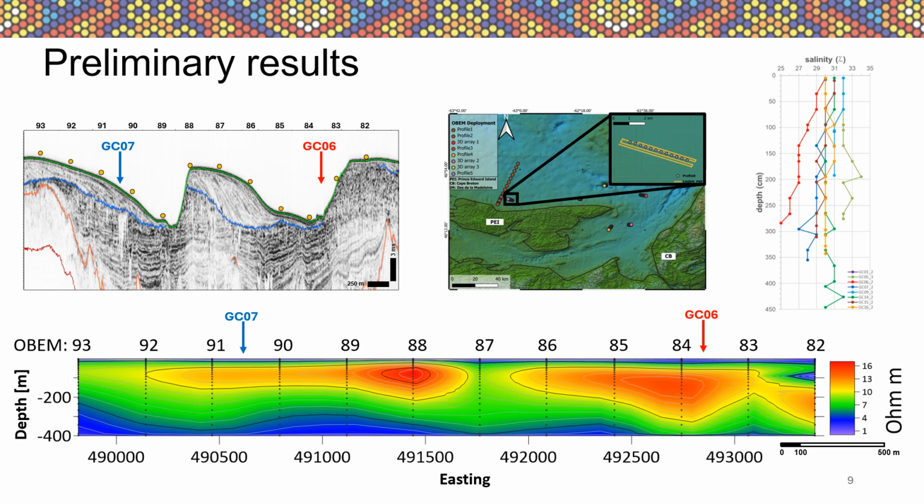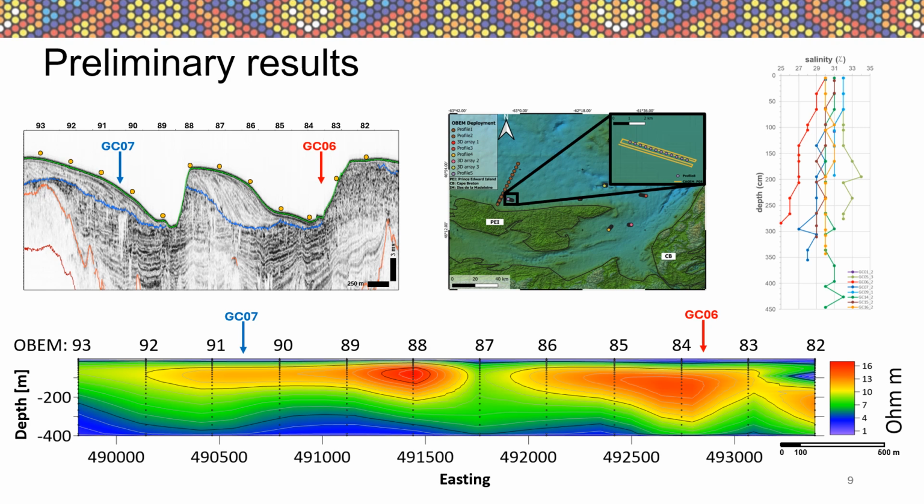After inversions and applying a 2D interpolation, I got this pseudo 2D model. The black dots on the profile show the position of the 1D model after the inversion. We can also see the OBEMs on an echo sounder profile acquired along the EM profile. Just please notice the vertical scale of 3 milliseconds, and the map in the center shows the location of this profile.